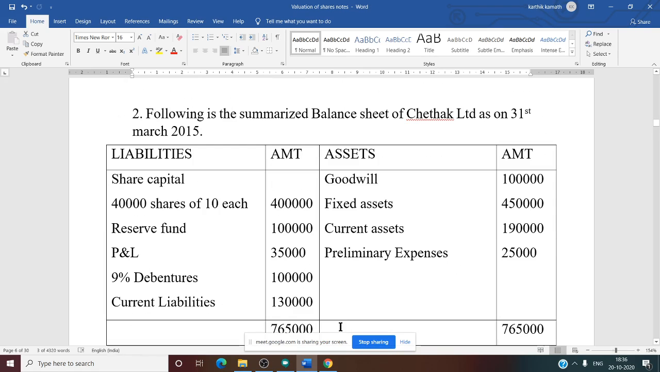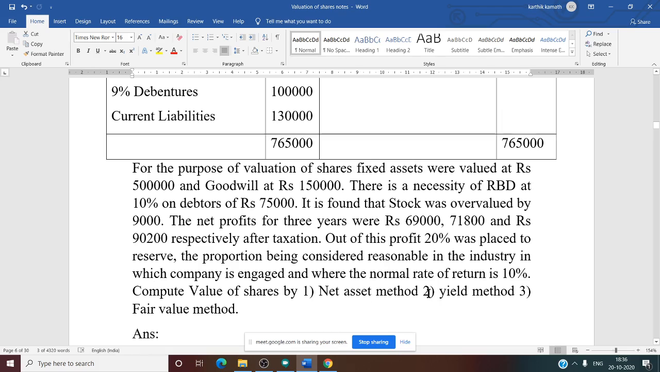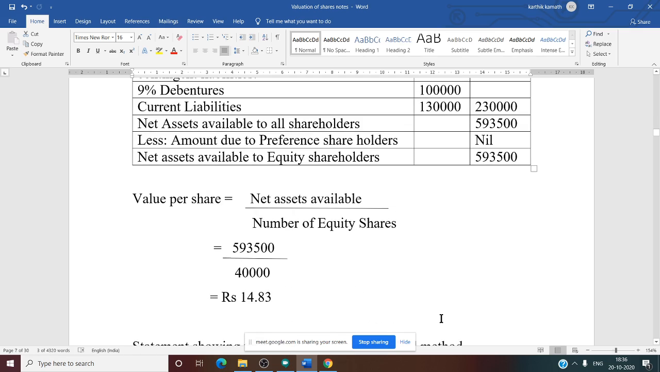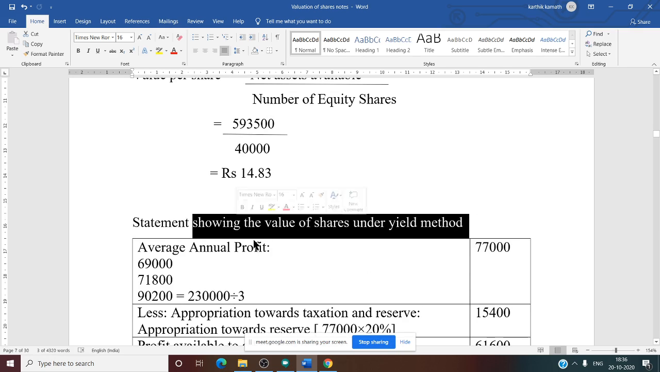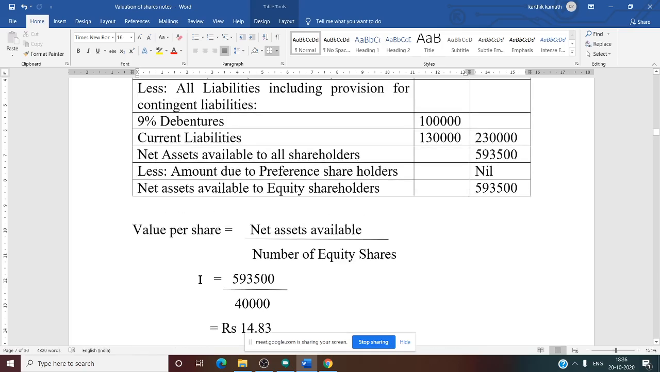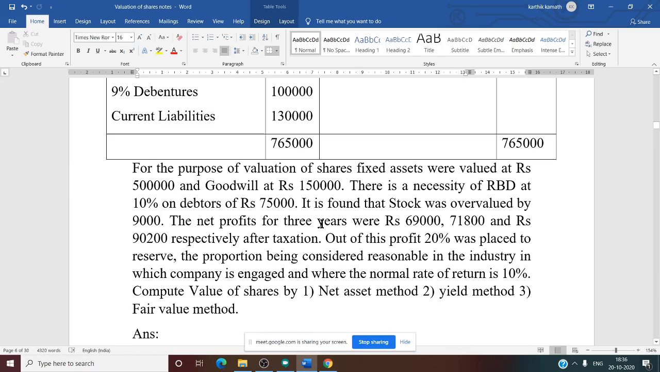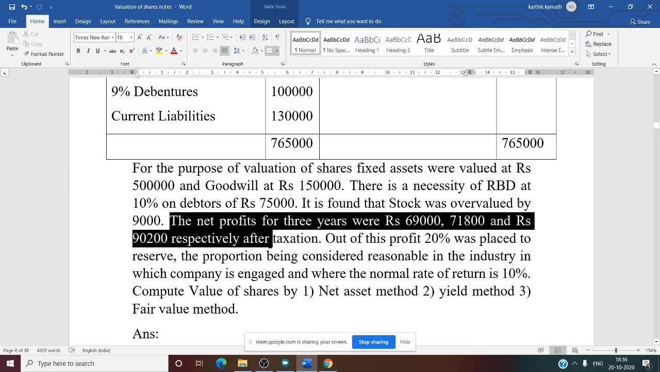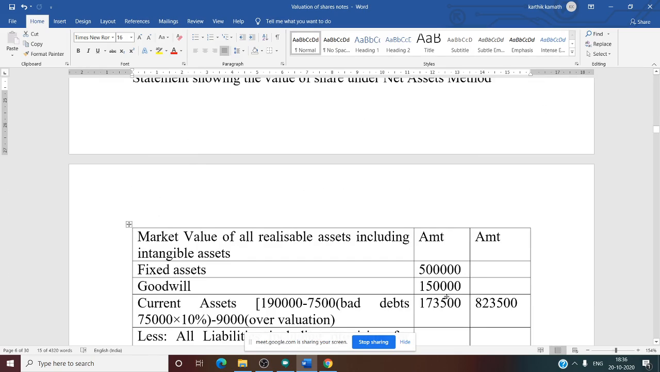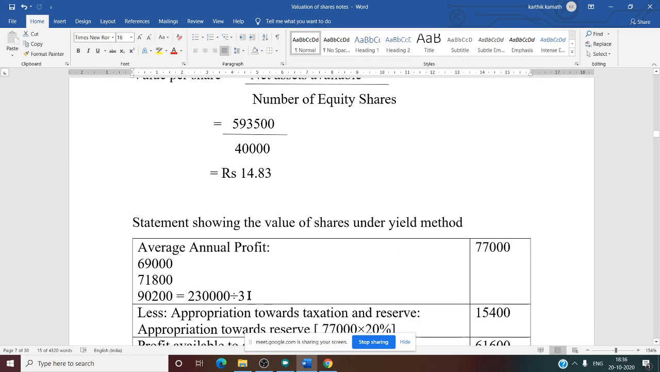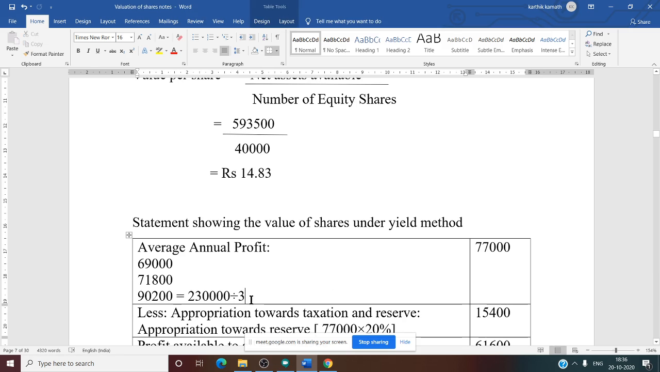So now we have done one part of the problem. The second step is the yield method. For the yield method we want AAP, average annual profit. See the statement of the value of share under yield method. The previous years' profit is mentioned in the problem: net profit for all 3 years is 69,000, 71,800, 90,200. To take the average, there are 3 years, so divide by 3. 69,000 plus 71,800 plus 90,200 is equal to 2,30,000. 2,30,000 divided by 3 gives the average annual profit, that is 77,000.